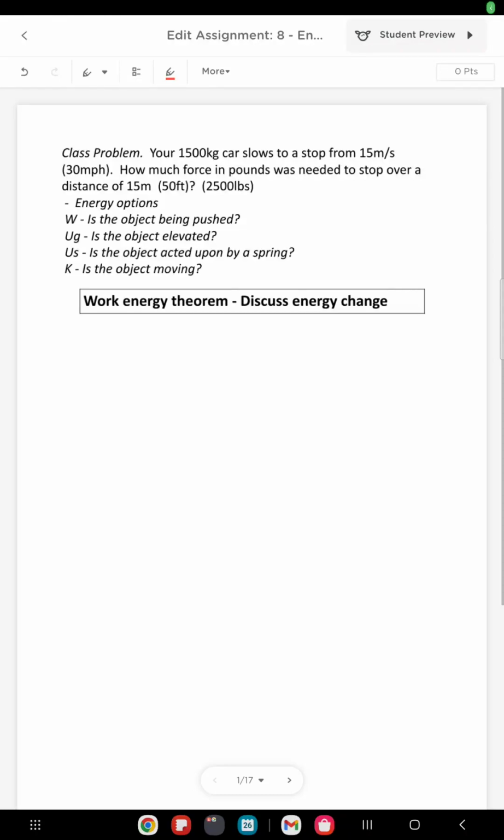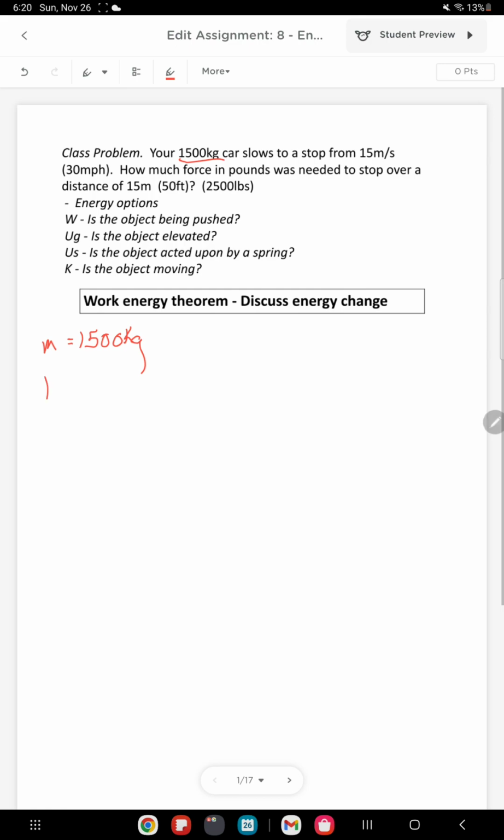Alright guys, this problem is a work energy theorem problem. We're going to set this up like normal. You've got a mass, a car that's 1,500 kilograms, so we know that is mass. And the car's going to slow to a stop from 15 meters per second, about 30 miles per hour. And then it wants to know how much force in pounds is actually needed to stop the car.